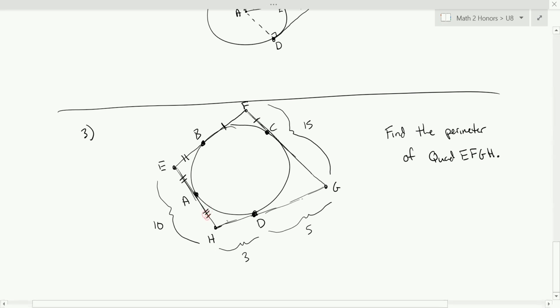This is equal to this, and that we know. So this is 3, and now it's starting to unlock things here. This is 3, this is 3. The whole thing is 10, so what's EA? 7, right? Because it's got to add up to 10, right? 7 plus 3 is 10. And so that's 7, so this has got to be 7. We're almost there.